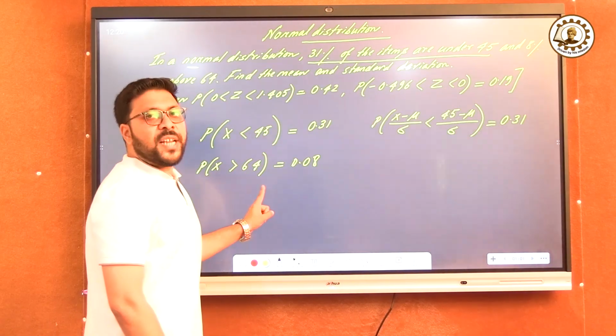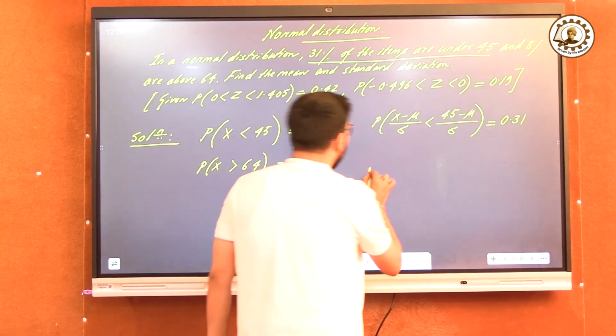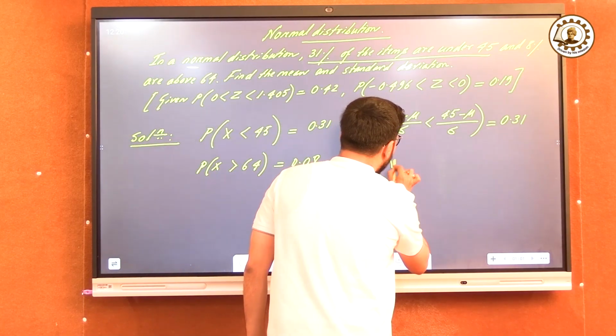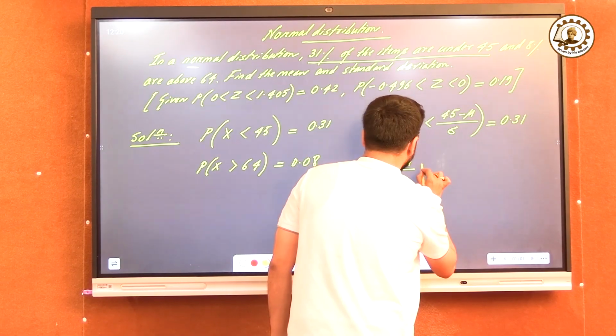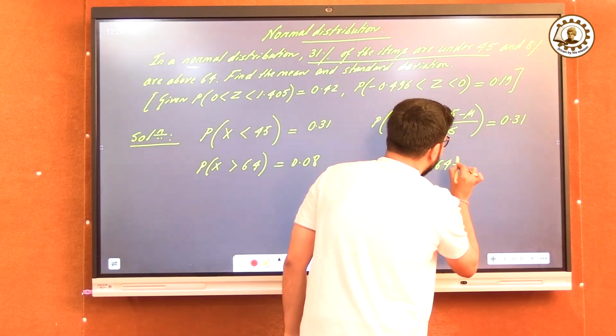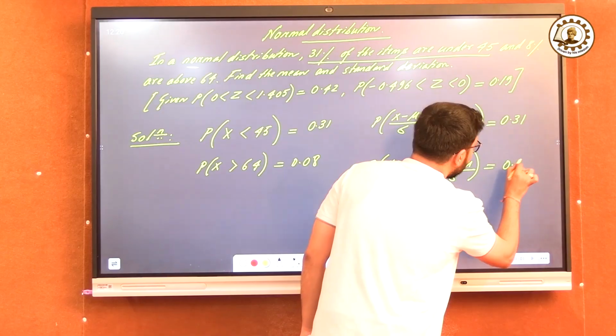Similarly, we are supposed to change this 64 to its equivalent standardized value. That's why I am changing it. Probability x minus mu by sigma, this is going to be 64 minus mu by sigma, and so it is 0.08.